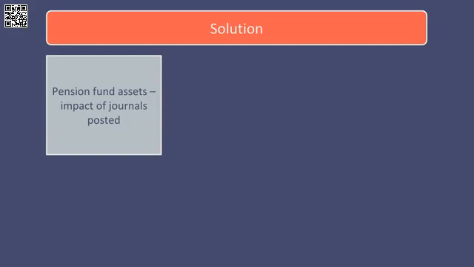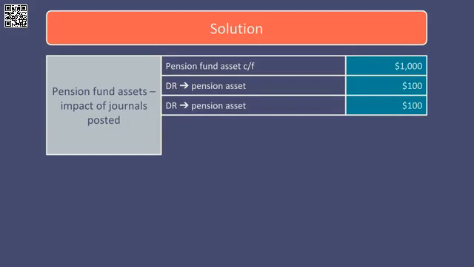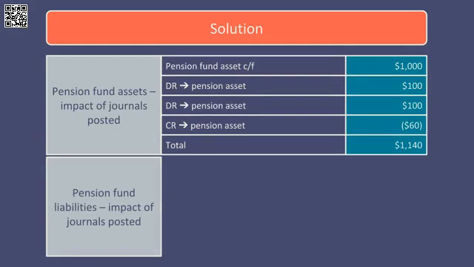So the pension fund asset carried forward is $100. Debit the pension asset $100. Debit pension asset again, it's $100. And credit pension asset by $60. The total is $1,140. And the pension liability, remember, to increase it, we credit it, and to reduce it, we debit it.